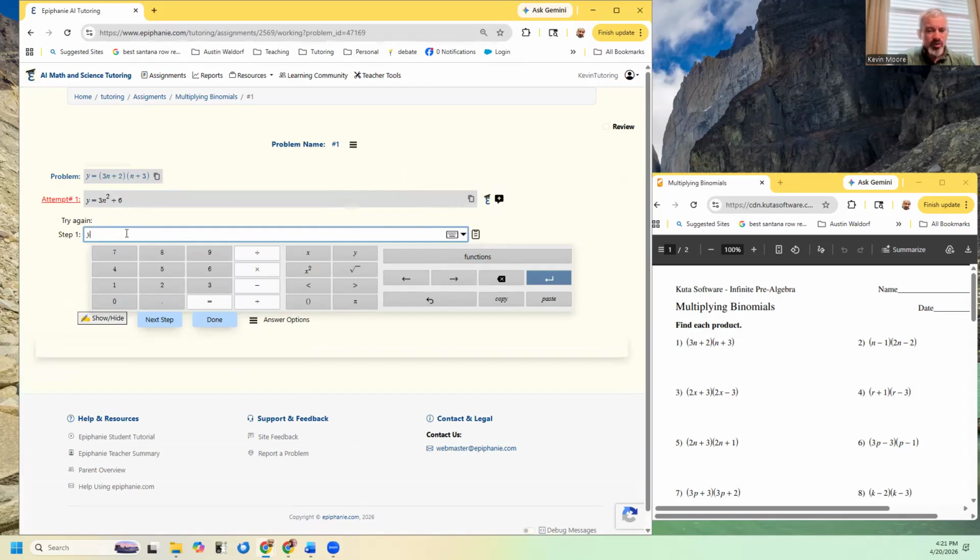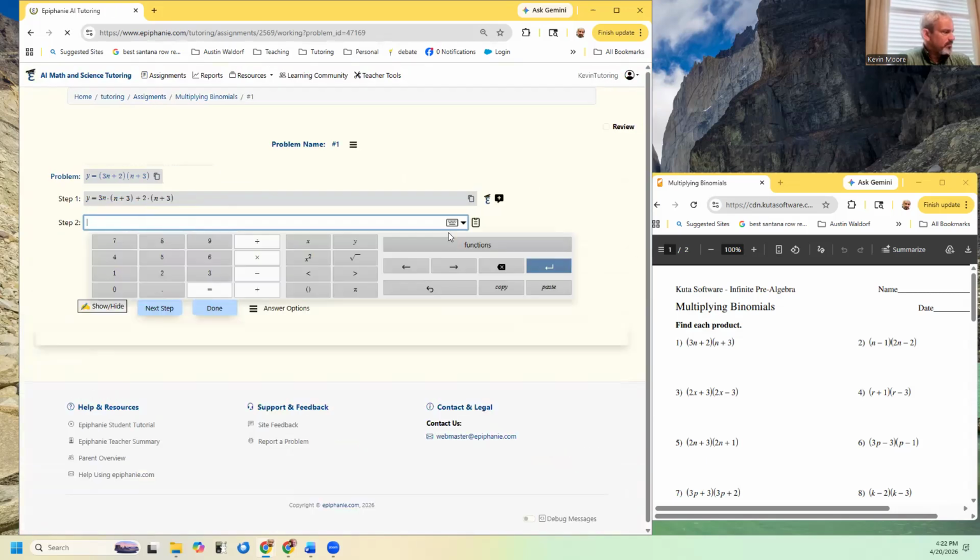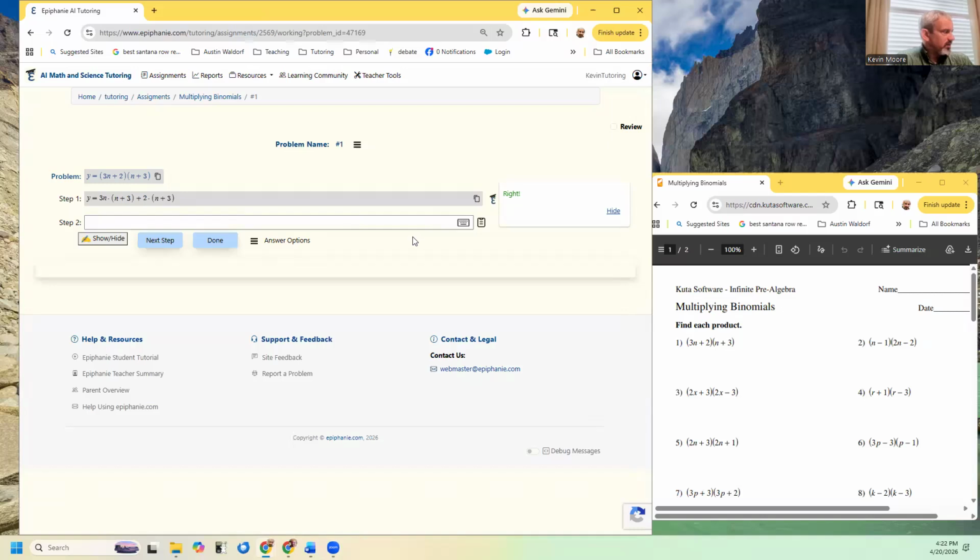Let's try this again. What this really is, is 3n times n plus 3, plus 2 times n plus 3. Let's try that. I can just hit enter for the next step. There we go. I'm going to get rid of the GUI for now, and I can expand this a bit more.